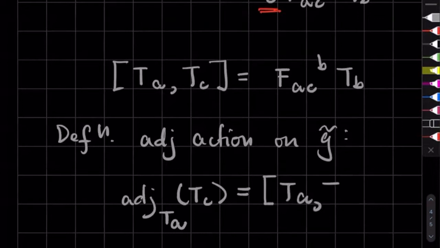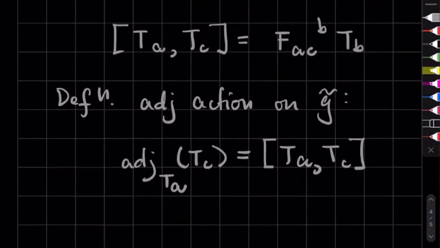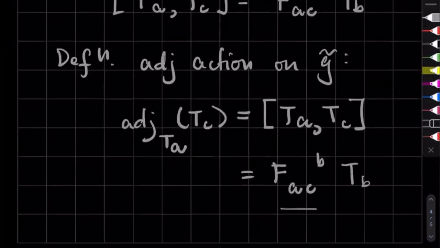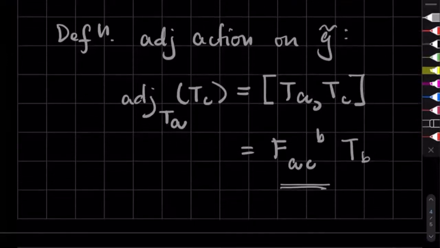the commutator of TA and TC. And here we see that this is essentially given by F ACB, T of B. So if I look at this, what is it? This is some sort of matrix that is labeled by A, and we are taking the CB element.